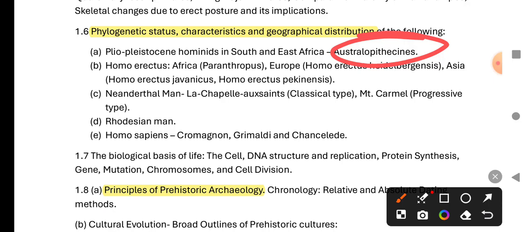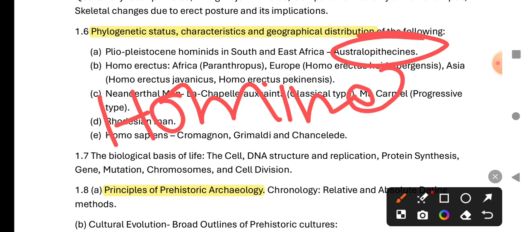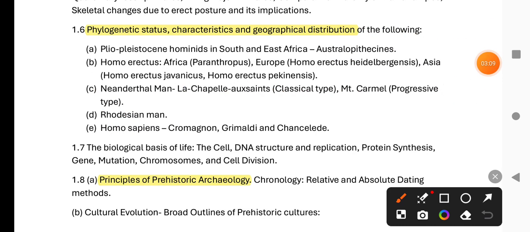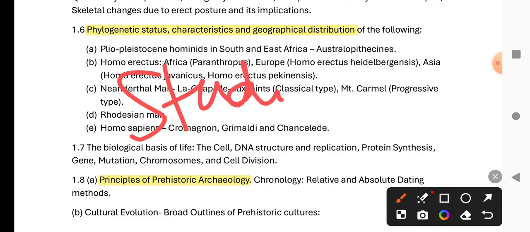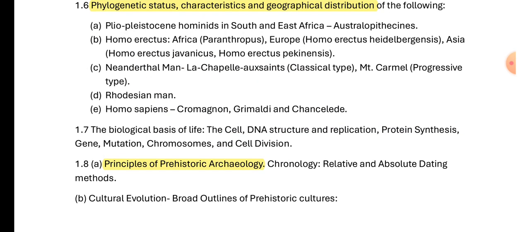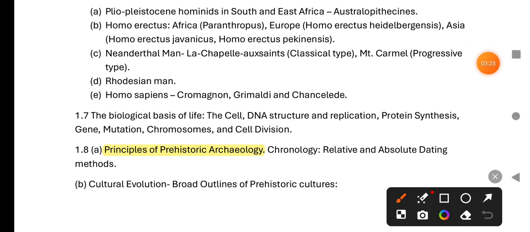And what is hominoidea? Hominoidea includes, that means, the study of man as well as fossils of other apes. And next we will move to what is Homo erectus.